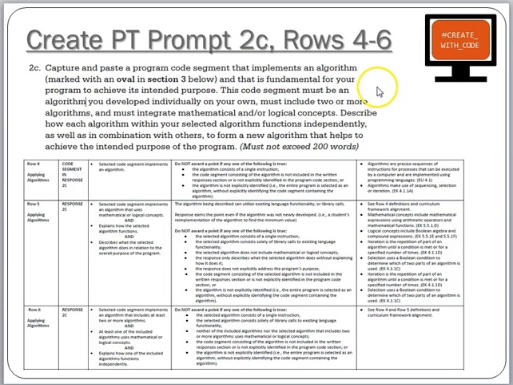So the instructions say, capture and paste the program code that implements an algorithm. They want it marked with an oval in your program code section. It needs to be an algorithm that is fundamental to your project. I would call this your main algorithm, your selected algorithm, or algorithm 1. So it's almost like this is your primary algorithm that other algorithms feed into. The code segment must be an algorithm you developed on your own.